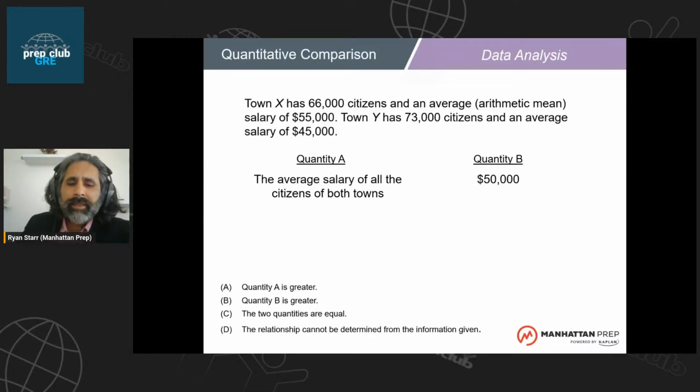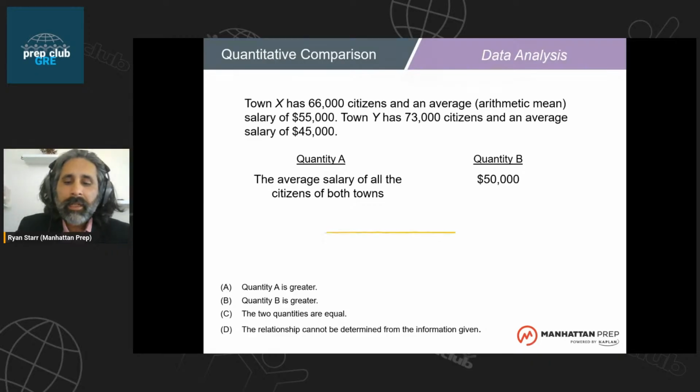50,000 is the halfway point. Halfway point between 45,000 and 55,000. That is to say, it's what you'd get if you averaged those two salaries, right? Town X's salary and town Y's salary. If the average were a balanced average. But this average isn't, right? Because town Y has more citizens.